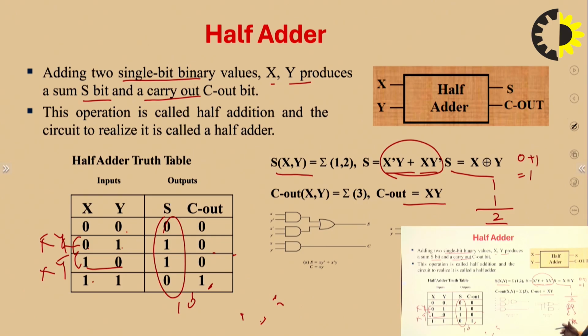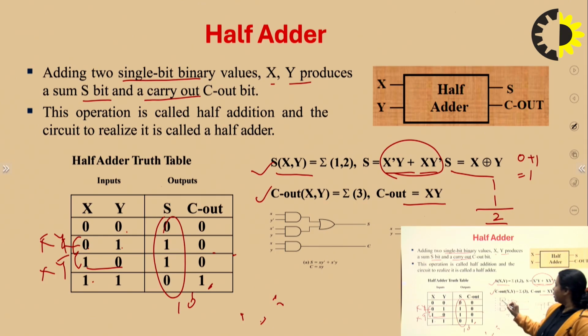Now what is the next step? First we have created the truth table. Second we have created the expression. Third, we have to make the gate diagram. So we will be making the gate diagram with the help of this expression of sum and C out.